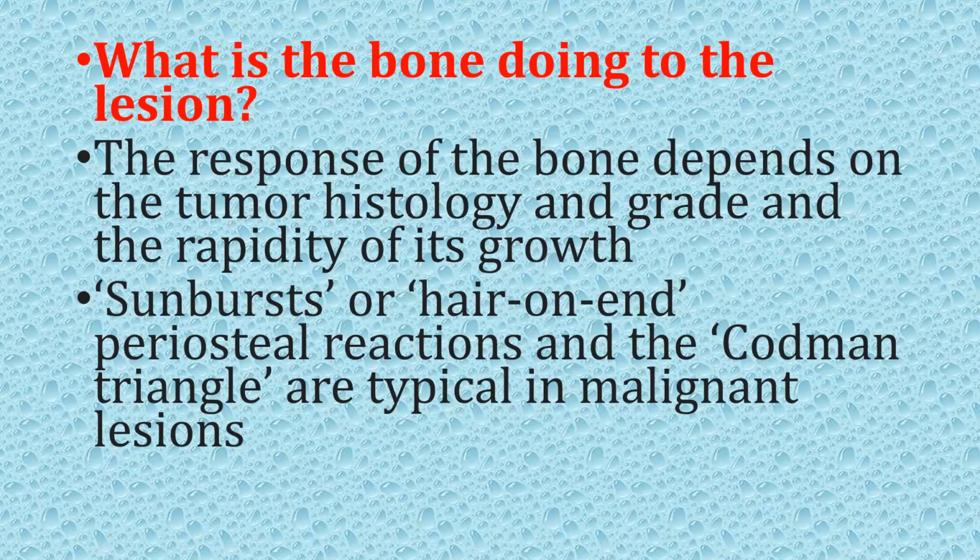What is the lesion doing to the bone, or what is the bone doing to the lesion? The response of the bone depends on the tumor histology and grade and the rapidity of its growth. Sunburst or hair on end, periosteal reactions, and the Codman's triangle are typical in malignant lesions.